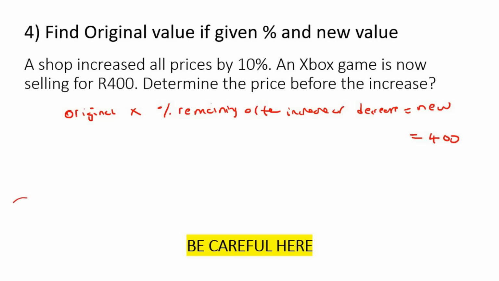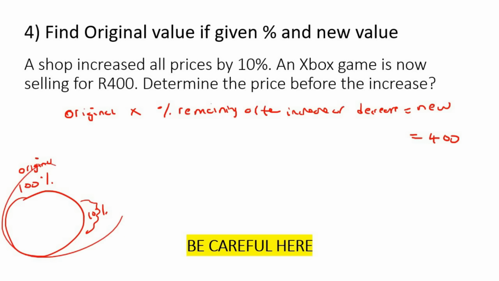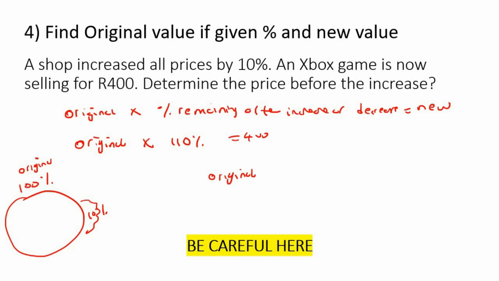Okay, now remember the Xbox was originally at 100%. That's the original. Then it says that they increase all prices by 10%. So they add on 10%. So that means the remaining percentage now after the increase is 110%. So we're going to say times by 110%, and that would be equal to 400. So if you had to work out the original, you're going to get 400 divided by 110%, and that'll be 363 Rand. This is just to 2 decimal places, 363.64. If you use the 10% in your own way, you'll see that the answer will be different.